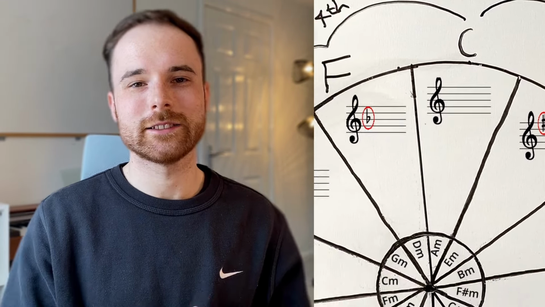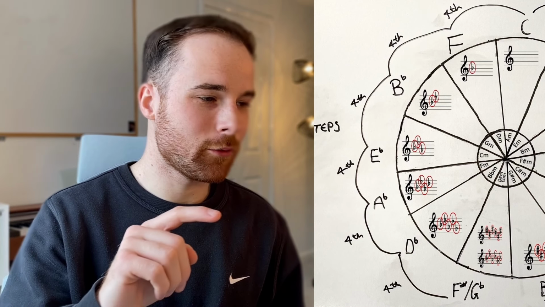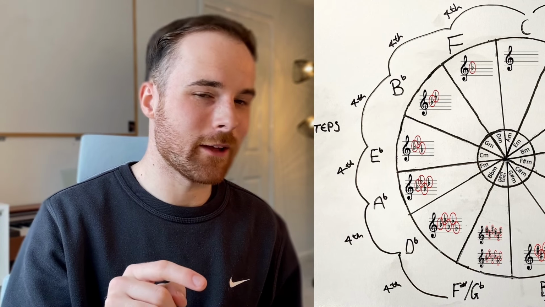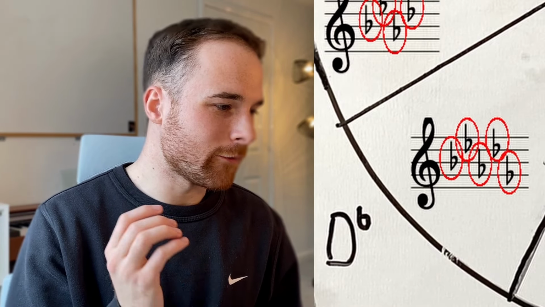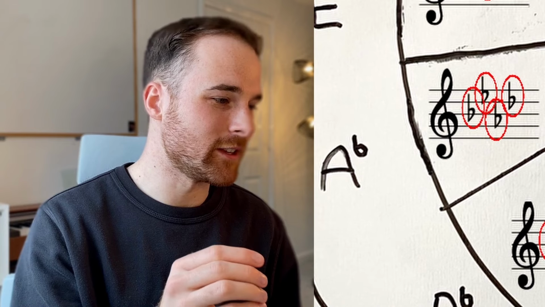Now if we look at the flat side of things and start on the D flat, and if we move back clockwise through the circle of fifths back to the C, you'll see that a flat is taken away each time. So if we start on the D flat, we have B flat, E flat, A flat, D flat, and G flat. Moving clockwise to the A flat, we just take away the G flat.